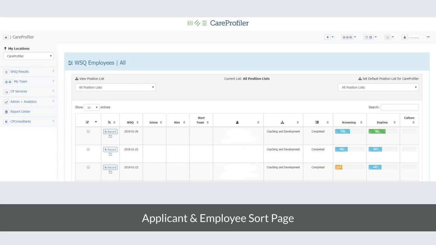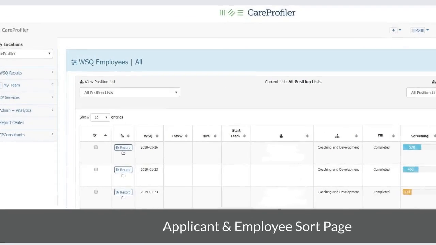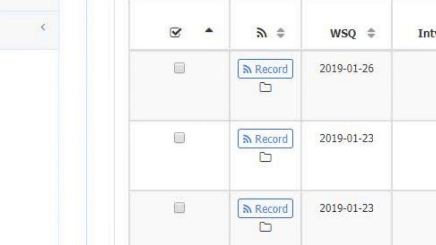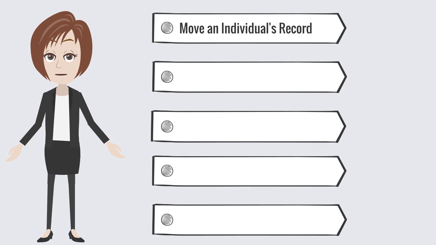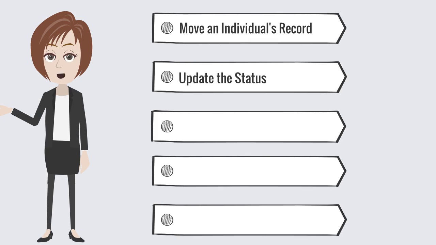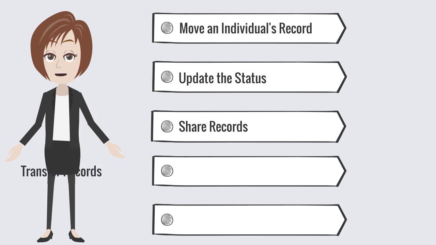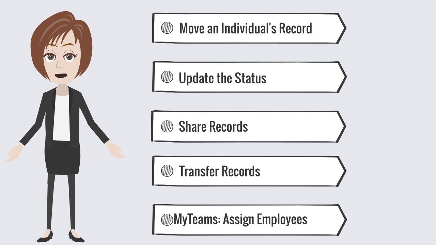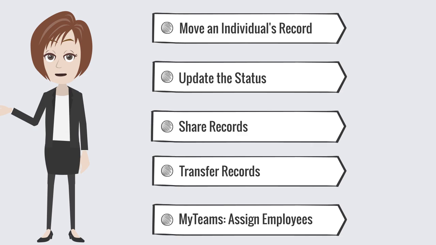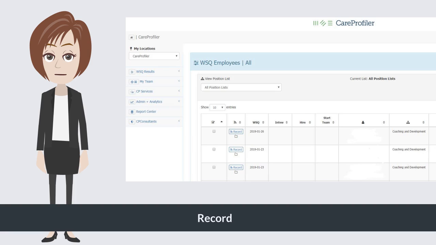Within your applicant and employee sort pages, you can view all of the following information within the sort. First is the bulk action box. The bulk action box allows you to move an individual's record, update their status, share individual records within your organization, transfer a record from one site to another, and finally, if you utilize My Teams, you can assign an employee to their manager's team. The next column is the Record button.